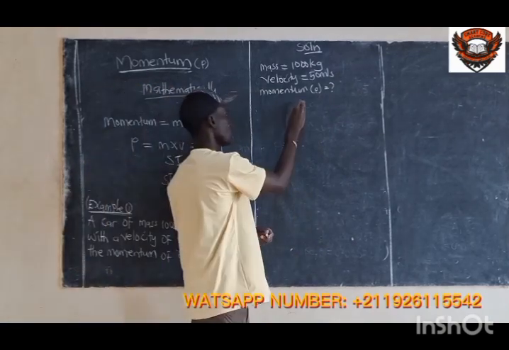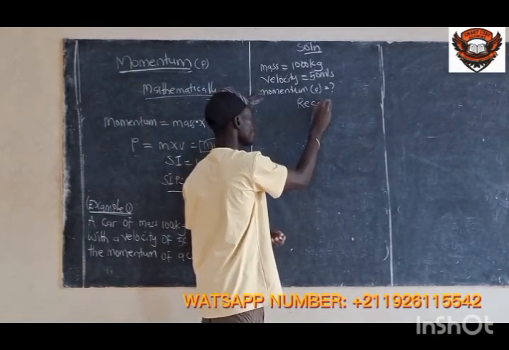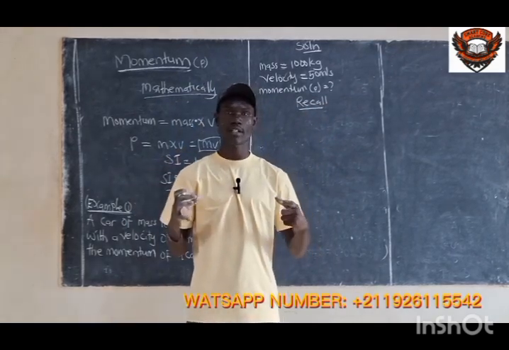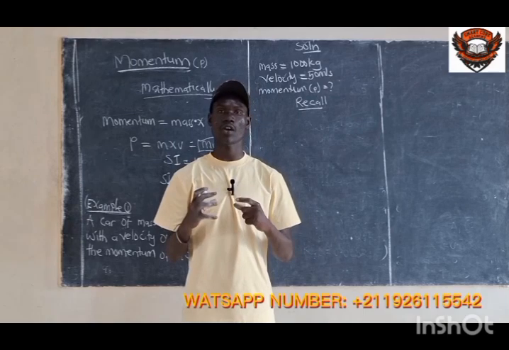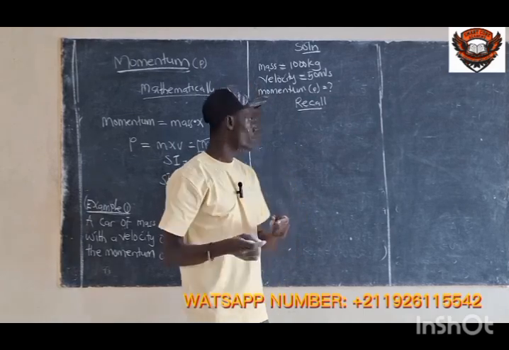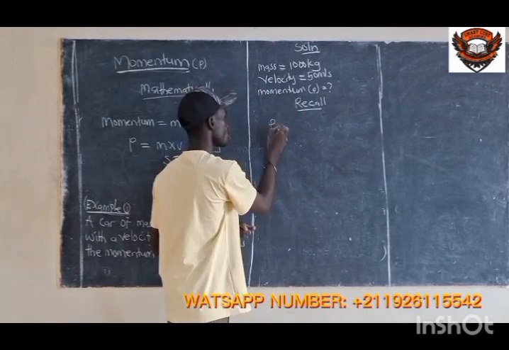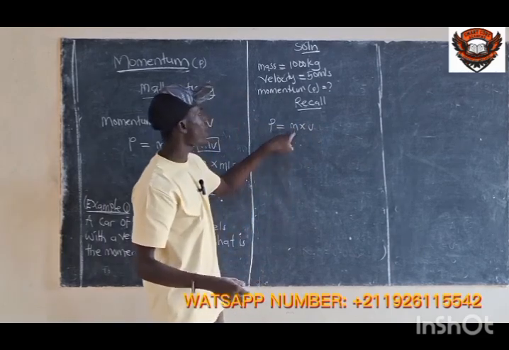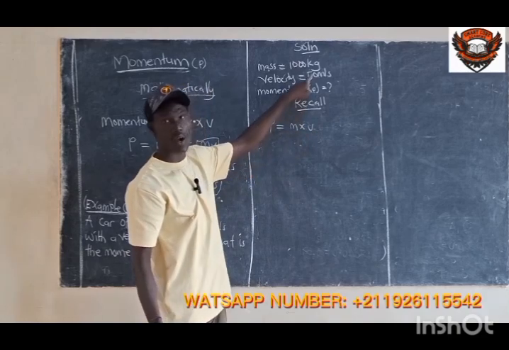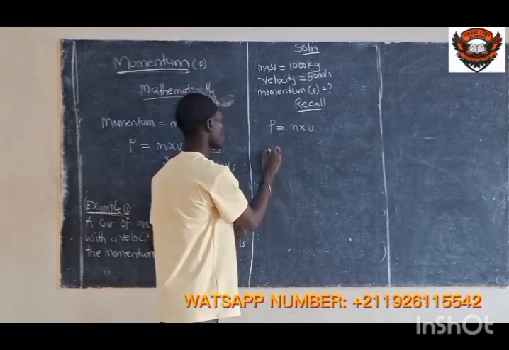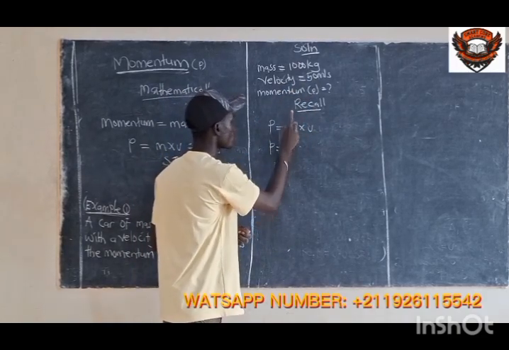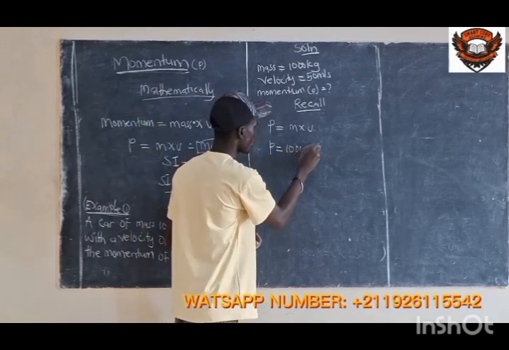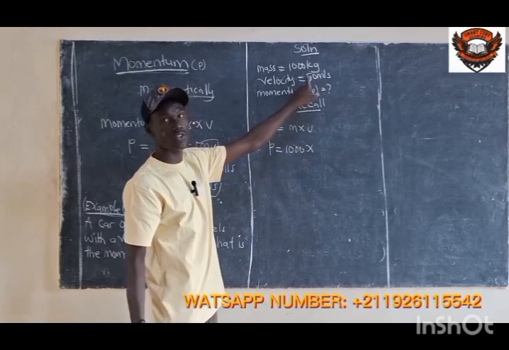So recall the formula for momentum. We say that momentum is the product of mass and its velocity. Therefore, momentum, which is small letter p, is equal to mass times velocity. Here we have our mass, we also have our velocity. So let's go. Momentum is equal to mass, let's substitute the value of mass, which is 1000, times velocity. Our velocity is also what? 50.